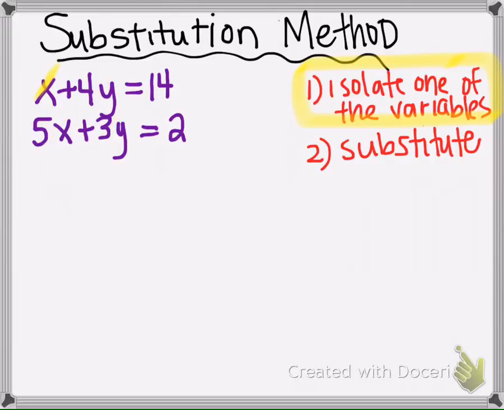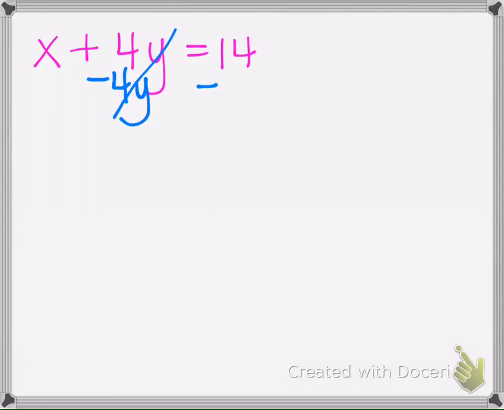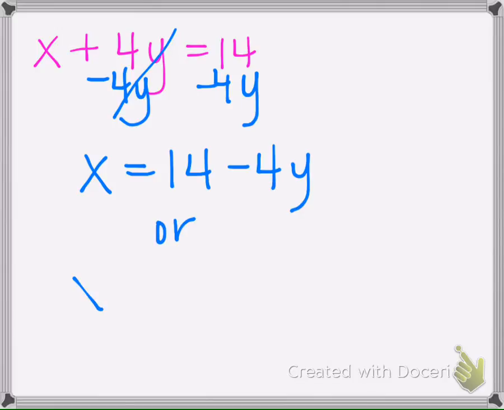Now it's easier to pick the one that has a coefficient of 1. And if there is not one that has a coefficient of 1, look for one that has a coefficient of -1. So I'm going to take this equation right here, and I want to get this x by itself. It doesn't matter whether we put 14 minus 4y or x equals -4y plus 14. It's the same thing.